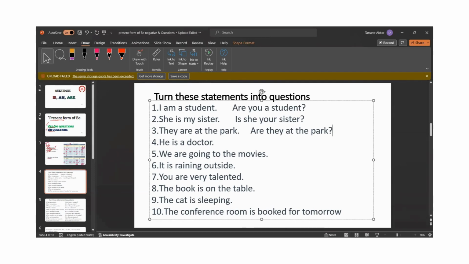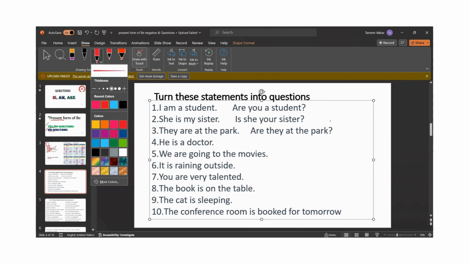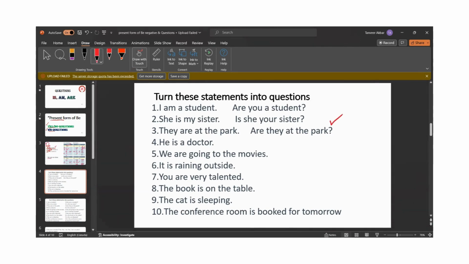And we put a question mark for the questions. Here we are using a question mark at the end of the question and a period or full stop at the end of the statement.